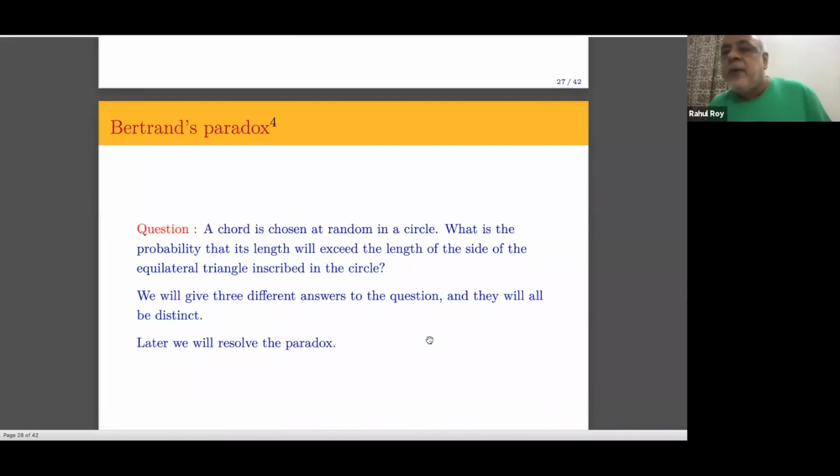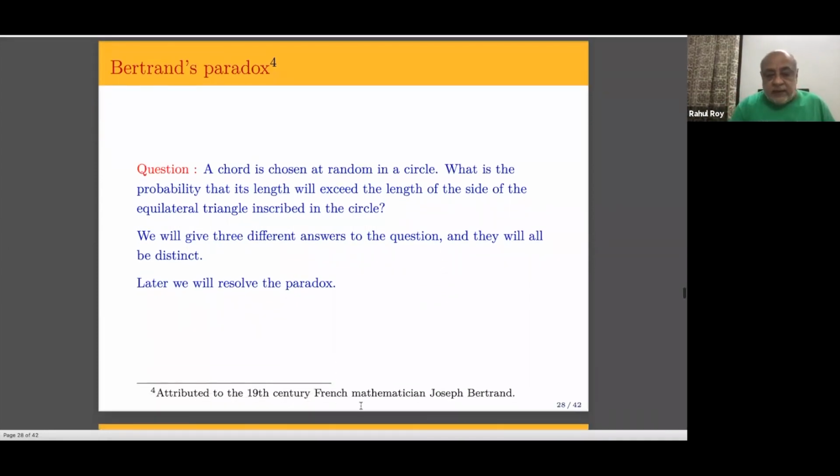The next problem which we are going to address is what's called Bertrand's paradox. Here, a chord is chosen at random in a circle. What is the probability that its length will exceed the length of the side of the equilateral triangle inscribed in the circle? I'll draw the picture and then you'll see. We'll actually give 3 different answers to the question, and they will all be distinct. Later, we'll resolve this paradox. This Bertrand's paradox is attributed to the 19th century French mathematician Joseph Bertrand.